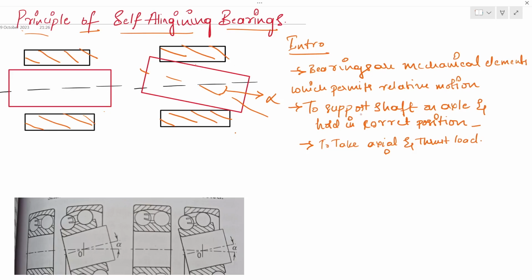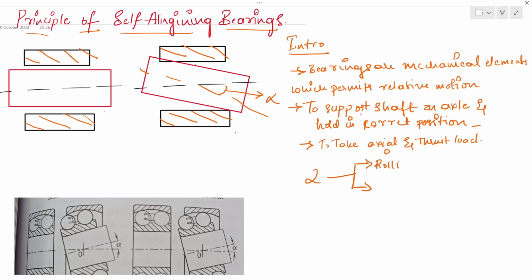So it will take up the radial as well as the axial and thrust loads. These are the major reasons why we need bearings. Bearings are broadly classified into two types: rolling contact and sliding contact.